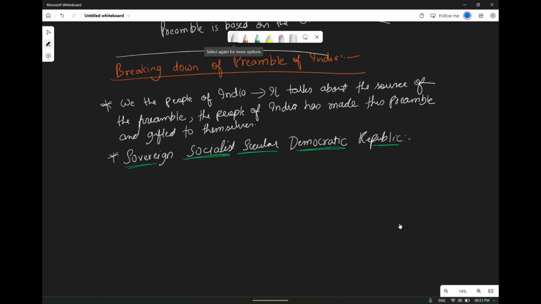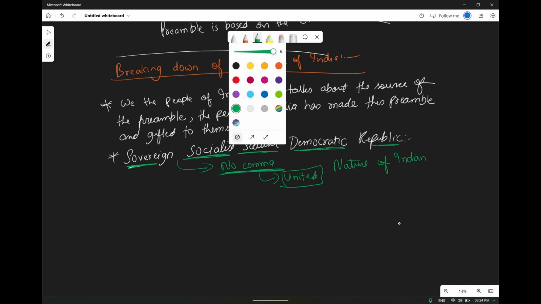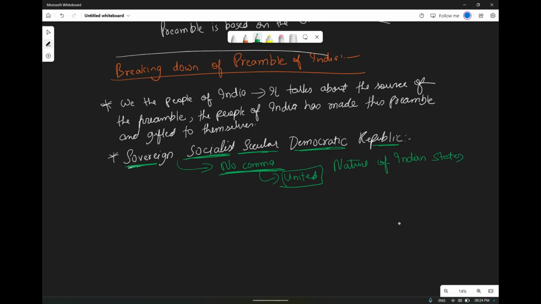You have to note that in the preamble, when these terms are written, there is no comma. No comma means they are united. They are united together. What is united? Our Indian state. This whole phrase tells about the nature of the Indian state.